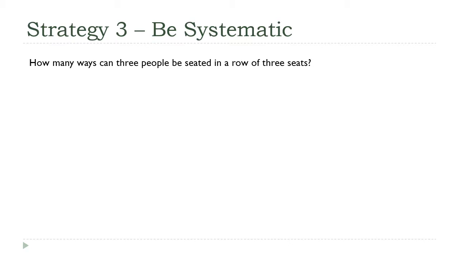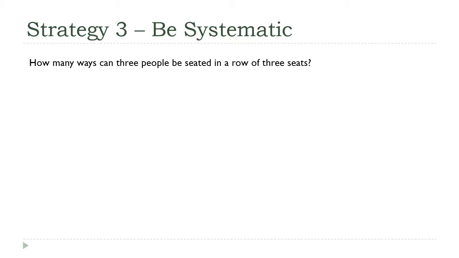So another approach we use is to be systematic, right? I'm trying to figure out how many ways 3 people can be seated in a row of 3 seats. Well, there's a formula for this. There's a technical way to do this, but it's a relatively small group. So one approach here would be to just write them out, write out all the combinations.